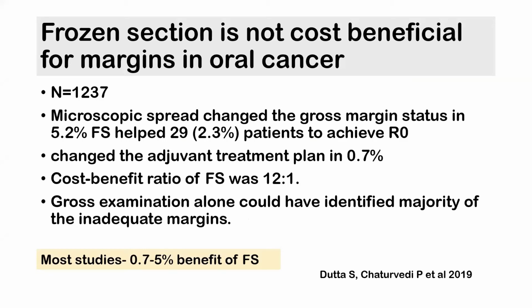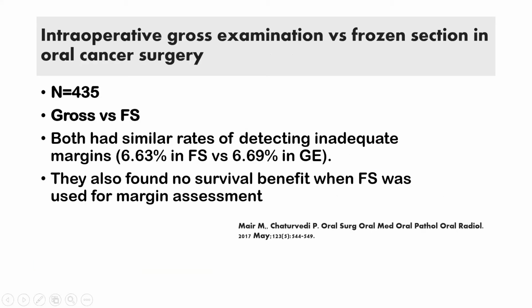Not only in terms of utility and clinical benefit, but also cost-wise, frozen sections do not add up. The cost-benefit ratio is 12:1. This is a study done, our own study. And most of the studies have shown a benefit of 0.7 to 5%. Interestingly, in the study, the microscopic spread changed the gross margin status in 5.2%, revisions were possible in 2.3%, and the adjuvant treatment plan was changed for 0.7%. So we can clearly see that frozen section for margin assessment is not a very useful modality.